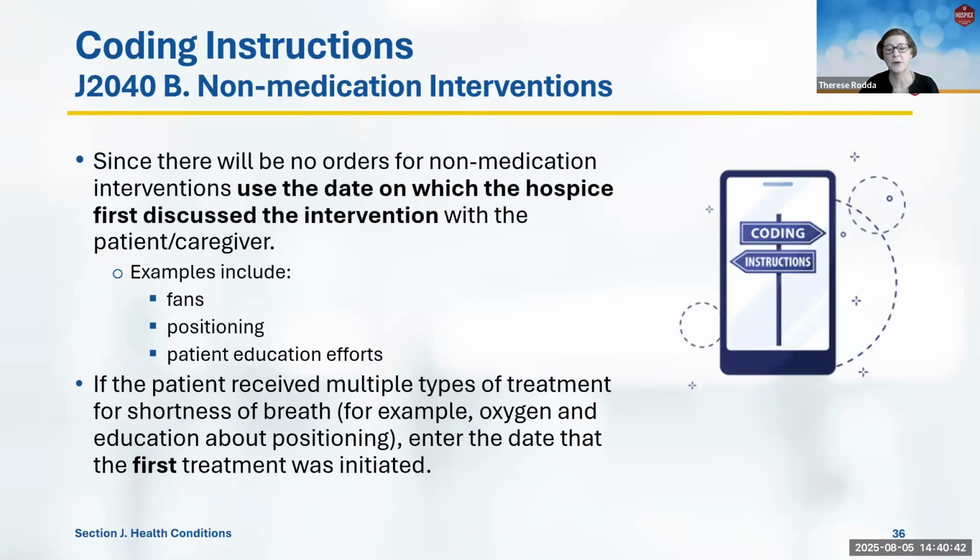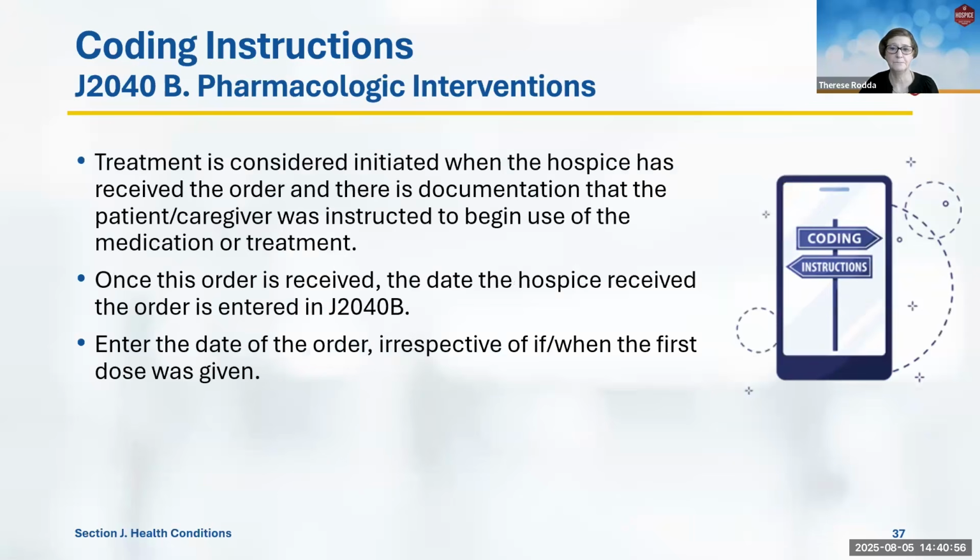Here are some coding instructions for non-medication interventions for shortness of breath. Some examples are fans or positioning or patient education. Use the date when the first non-medication intervention was discussed. For pharmacologic interventions, treatment is considered initiated when an order is received and the patient or caregiver has been instructed to begin using the medication. Enter the date of the order irrespective of when the first dose was given.